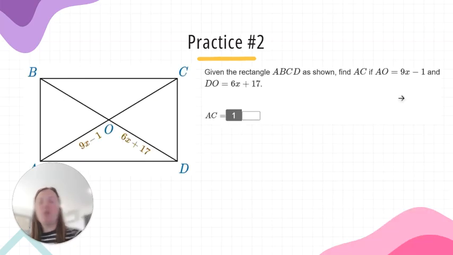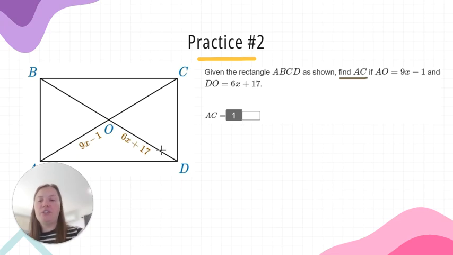Let's do a quick example. This is our last practice problem. Let's do a quick example of working with the diagonals to solve. That's what we're doing, we're solving. So we're given rectangle ABCD. We want to find the length of AC, given that AO is equal to 9x minus 1, and DO here is equal to 6x plus 17.